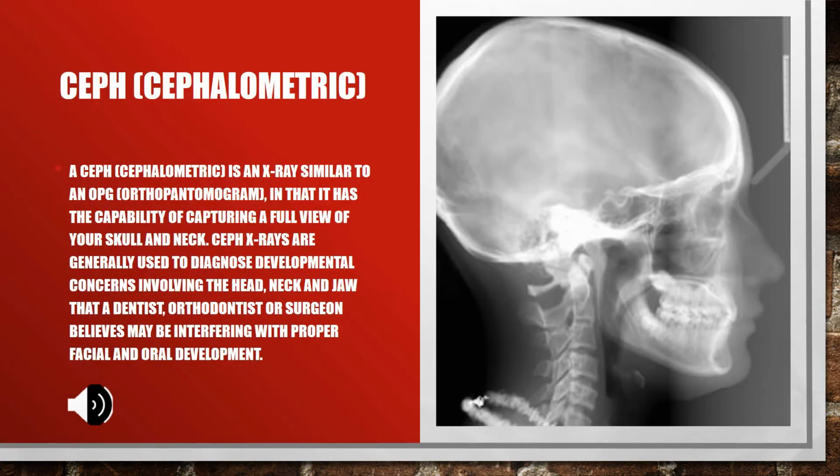A cephalometric x-ray presents us with an image of the head and neck of the patient. This helps us to identify any potential problems with the development of these structures within the patient. This may be more useful to an orthodontist or a surgeon to plan treatment, but also to monitor the development and growth of the patient.